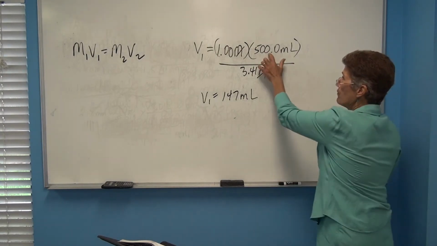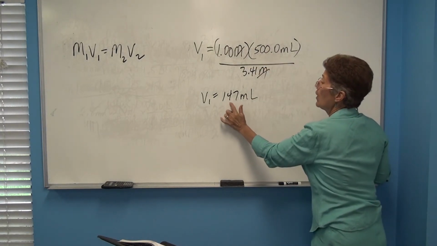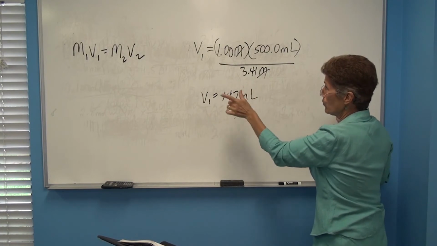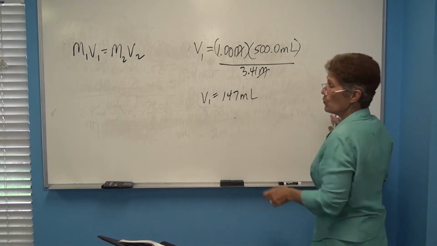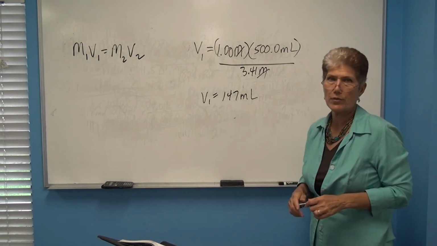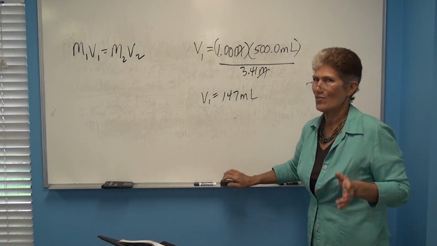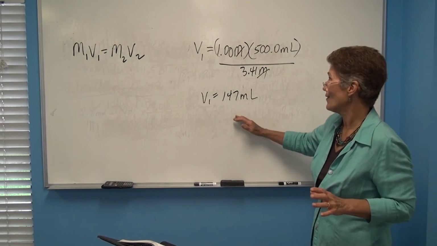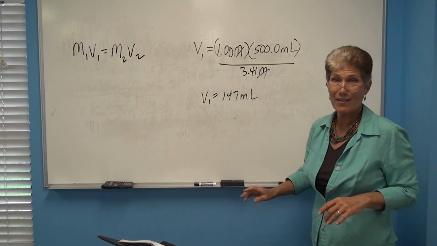Now, if we wanted to make 500 mils, we would use 147 mils of the original plus the difference in water. We would bring it up to 500 mils. So as long as you have the 147 mils of the original, your answer is right. And it should be in 3 significant figures because these are in 3 significant figures.